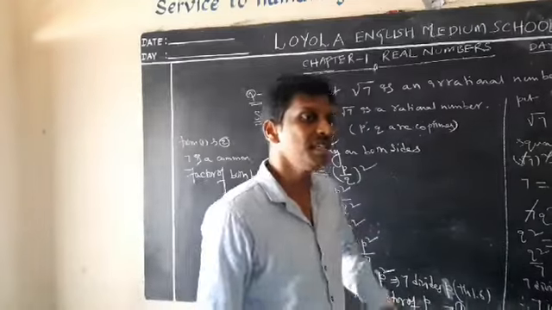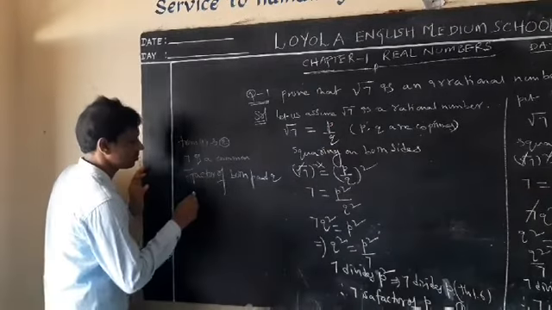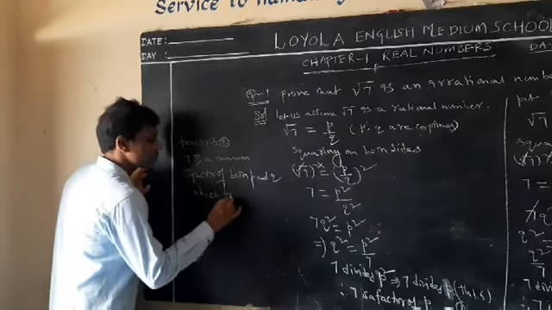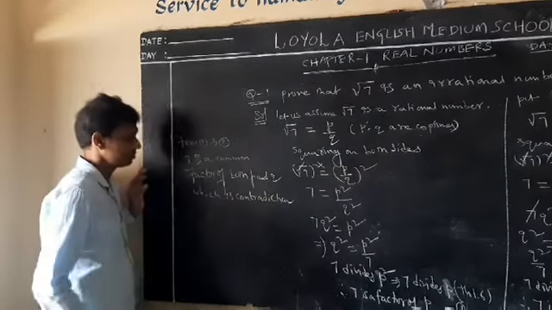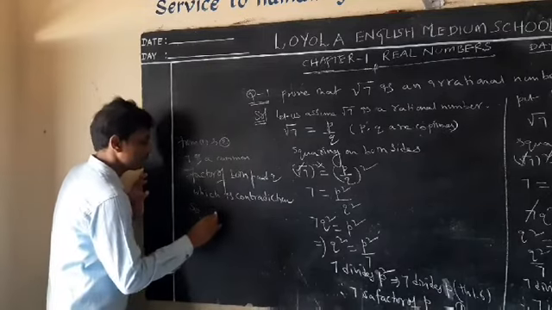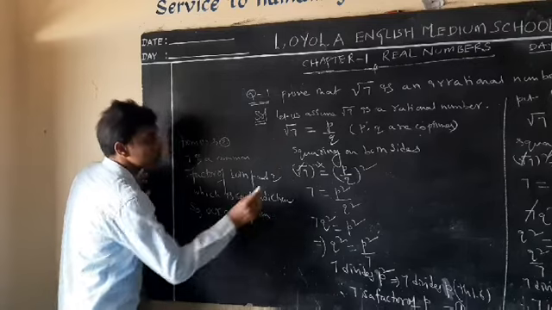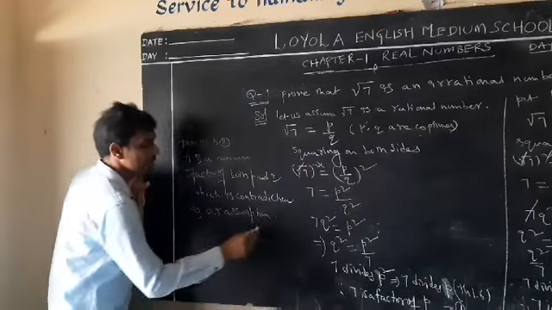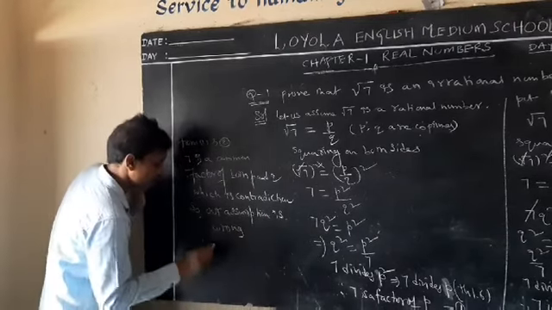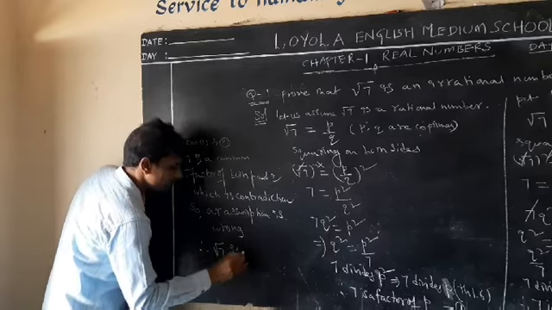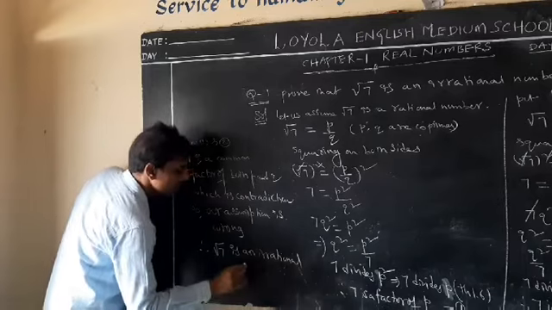Why do we get a contradiction? Because of our wrong assumption. So our assumption, what is our assumption? Root 7 is a rational number. Our assumption is wrong. Therefore, root 7 is an irrational number.